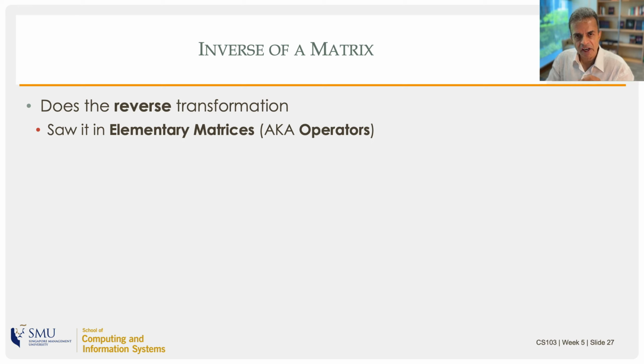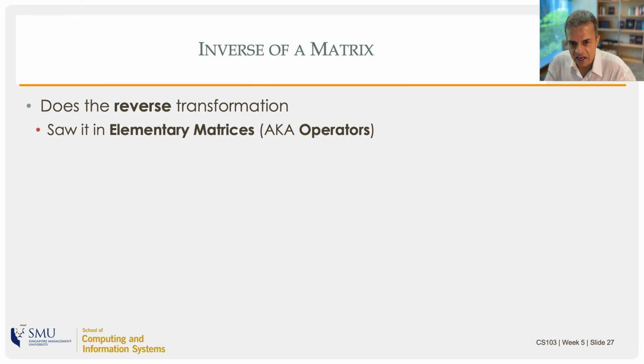Now 1 over 5 would be the inverse of that transformation. In other words, if I give you 10, then you can apply the inverse transformation, which is 1 over 5, on it to get 2. So that would be the reverse of the transformation. 5 applying on 2 gave you 10. 1 over 5 applying on 10 gives you back 2.